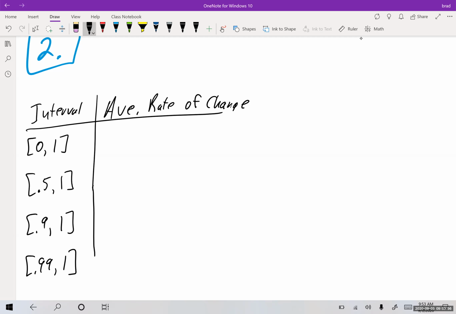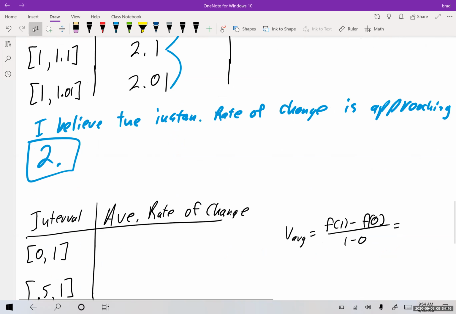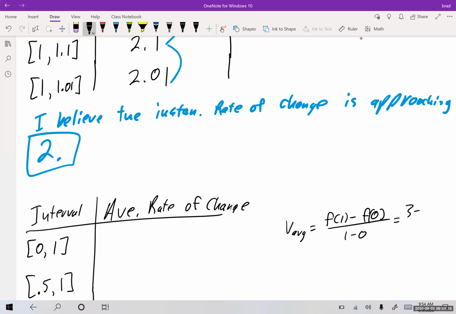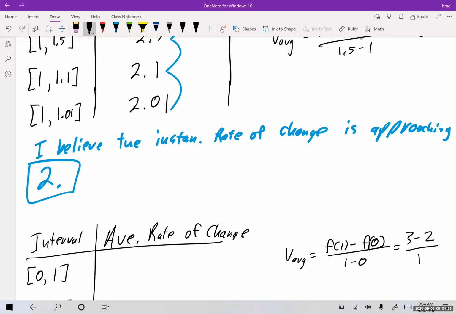Okay, so I'm going to do the same thing. I'm going to do f of B minus f of A. So this would become V average equals f of 1 minus f of 0, all over 1 minus 0. And we know that when we plug 1 into this formula, x squared plus 2, we're going to get 3, minus, what would it be, 1 over 1. So we should get 2, I believe. Oh, no. I think it's 3. Is it x squared plus 1? It's x squared plus 2. Sorry about that. So it's 3 minus 2 over 1, which is 1. So we're going to get 1 right here.